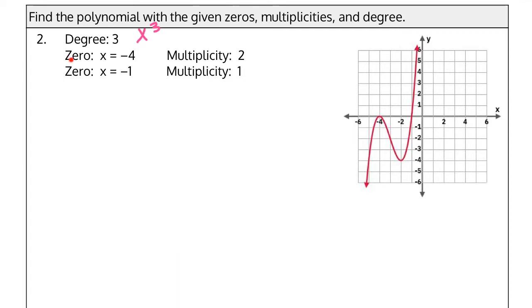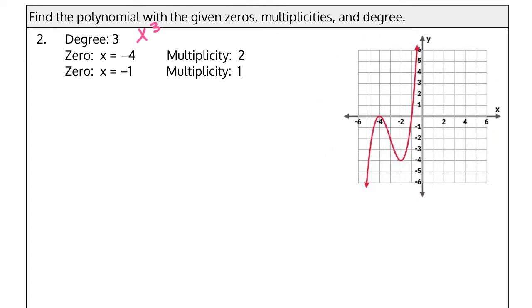Our first zero is x equals -4. If you look at the graph at -4, it is touching the x-axis. But because it has a multiplicity of 2, meaning it's even, it bounces off that number. The other zero we have is -1. Again, it does touch at -1. Its multiplicity is 1. That's an odd number, so that means that it goes through that number. Okay, so now my goal is to find the equation of that function.